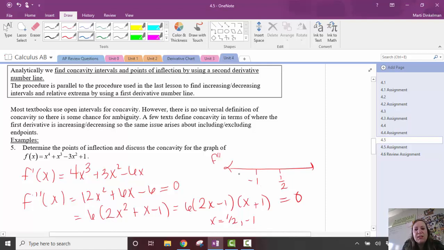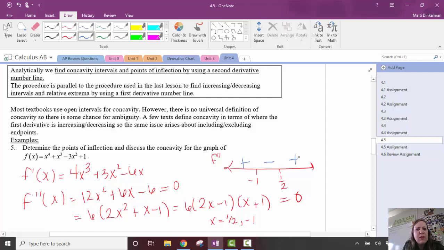Okay, so remember we pick something in each interval. So let's say negative 2. So that's going to be a negative times a negative, which would be a positive. Let's pick 0. Negative times a positive, which would be a negative. And then let's pick 3, so that'd be positive, positive.